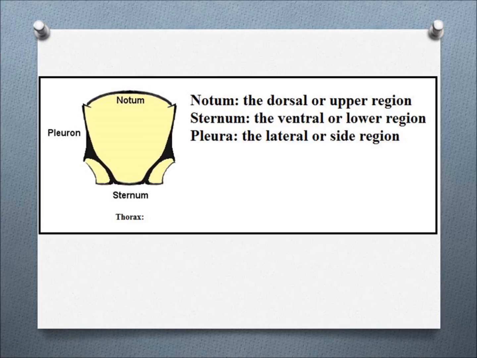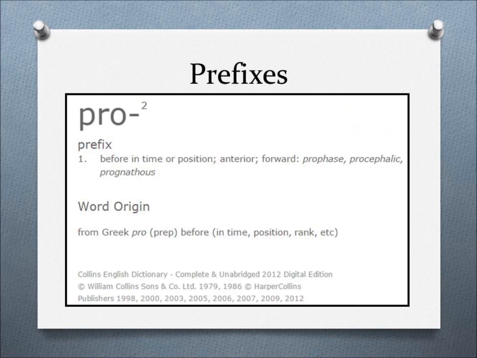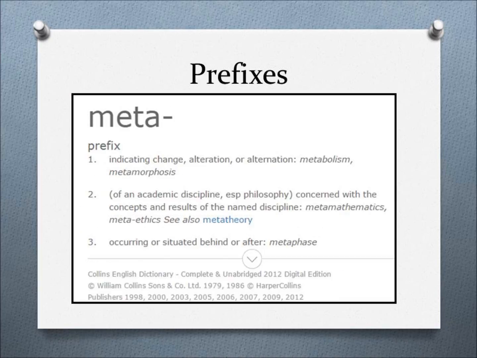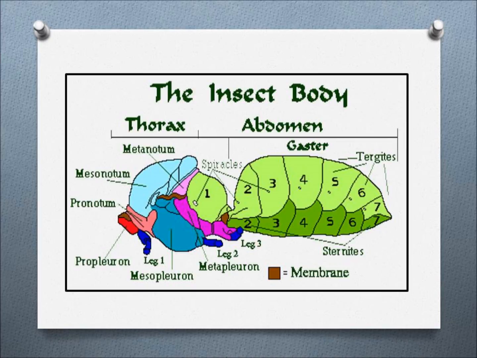These 3 sections can be further divided by adding 3 prefixes. The first prefix, pro, would be used for any area on the thorax that appears first or before. The second prefix, meso, would be used for any area on the thorax that appears in the middle. The third and final prefix, meta, would be used for any area on the thorax that comes after or last. For example, the pronotum is the first part of the notum, the mesosternum is the second part of the sternum, and the metapleura is the last part of the pleura.